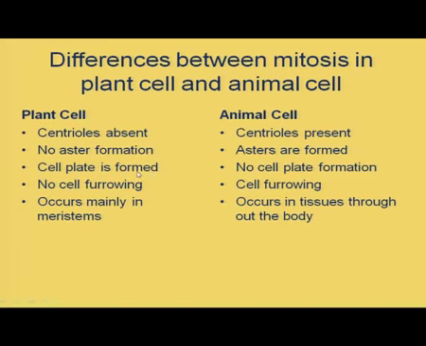Now, see the differences between mitosis in a plant cell and in an animal cell. In the plant cell, there won't be any centrioles. Centrioles are totally absent in plant cells, but present in the animal cell. And there is no aster formation in plant cells since centrioles are absent, no astral rays. Here in animal cells, asters are formed.